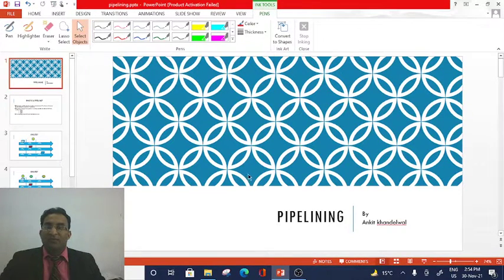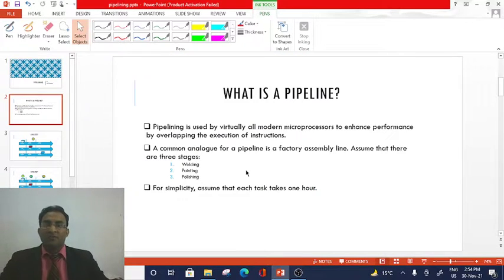Today we are going to discuss the concept of pipelining, which is used for increasing the speed of the processor. So what is a pipeline? Pipelining is used by virtually all modern processors to enhance performance by overlapping the different stages which are involved in the execution of an instruction.